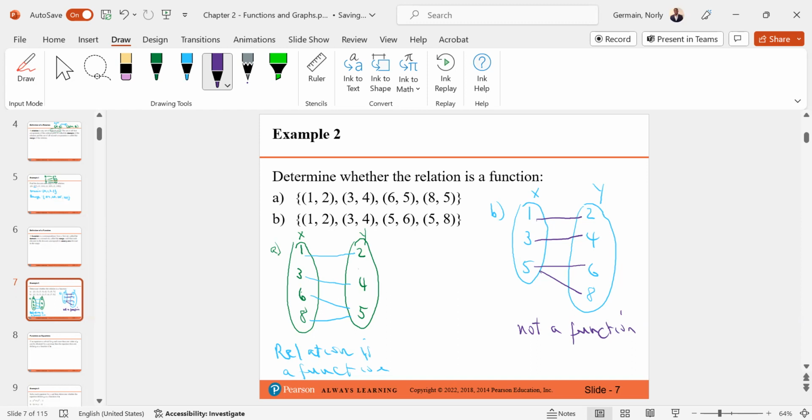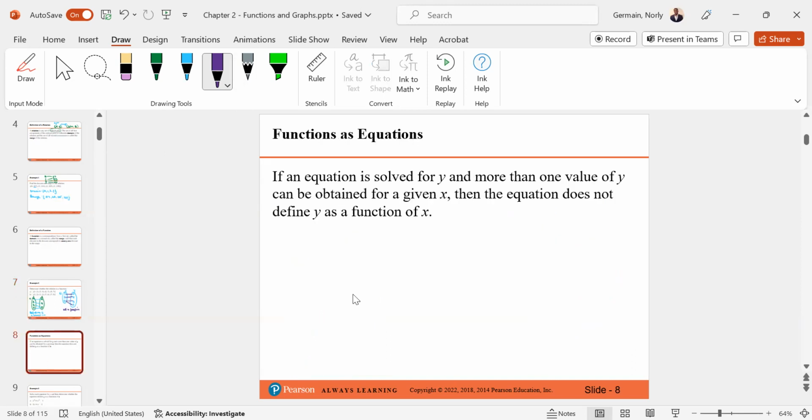Now, we've talked about relations as functions, but we can say also functions as equations. So if an equation is solved for y and more than one value of y can be obtained for an x, then the equation does not define y as a function, right? Not all the time is it going to be a function.